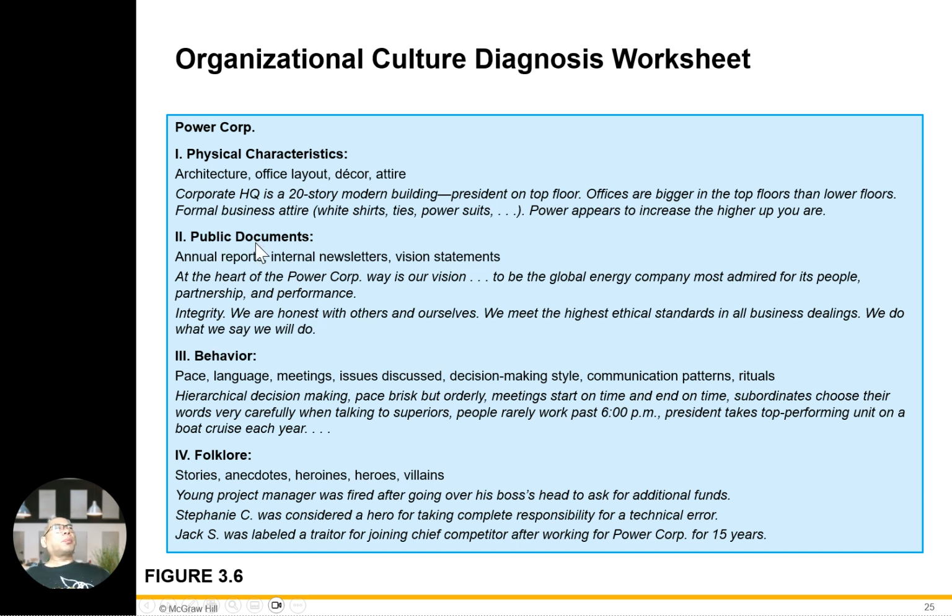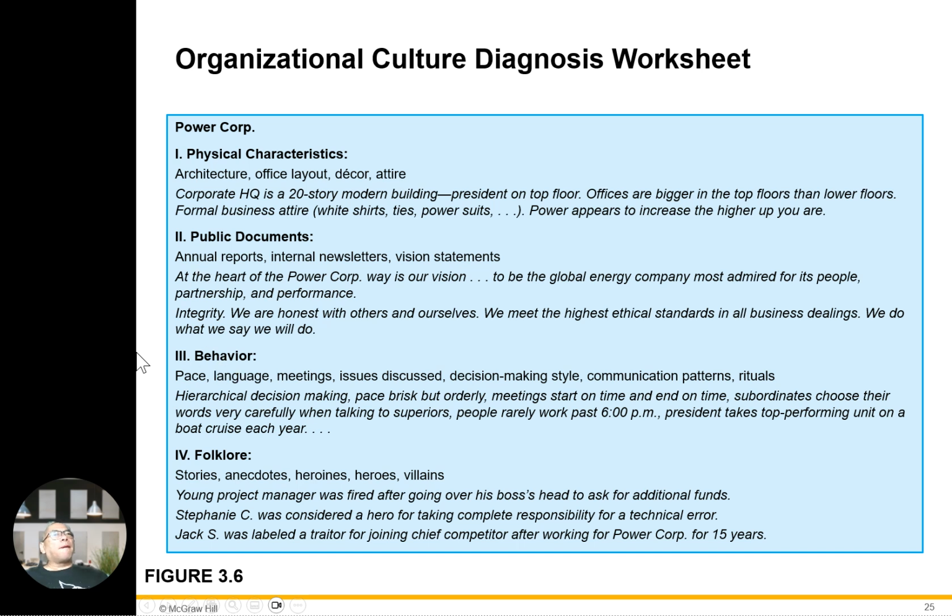Number two, public documentation from the annual report, international visions, such as the one stated here. At the heart of PowerCorp is our vision: to be the global energy company most admired for its people, partnership, and performance. Integrity: we are honest with others and ourselves. We meet the highest ethical standards in all business dealings. We do what we say we will do.